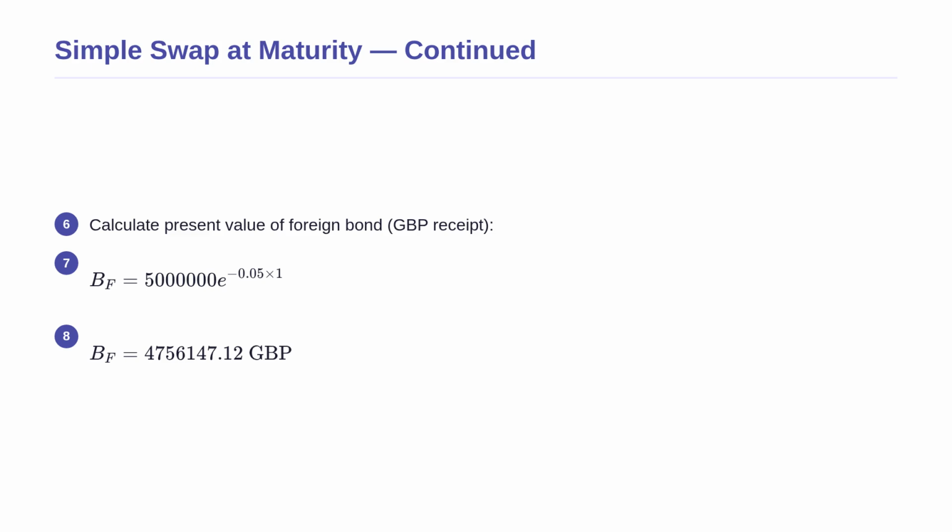Continuing with our example, we next set up the equation for the present value of the foreign bond. We take the 5 million British pounds we are going to receive and multiply it by its own continuous discounting factor. We use the UK interest rate of 5%, so our exponent is negative 0.05 times 1. Solving this exponential function gives us roughly 4.75 million British pounds. This tells us the exact worth of our future pound receipt in today's terms, before any currency conversion takes place.